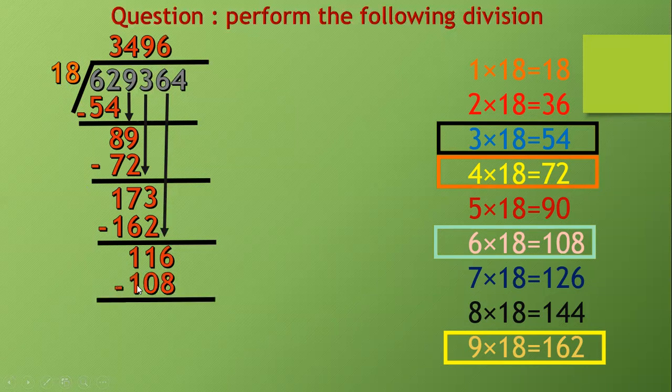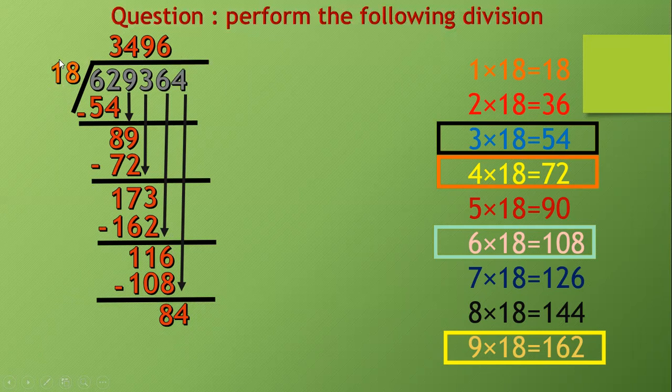Now subtract 108 from 116. So our answer will be 8. Now bring down the next digit, that is 4. Now the number is 84 and 84 is greater than 18.